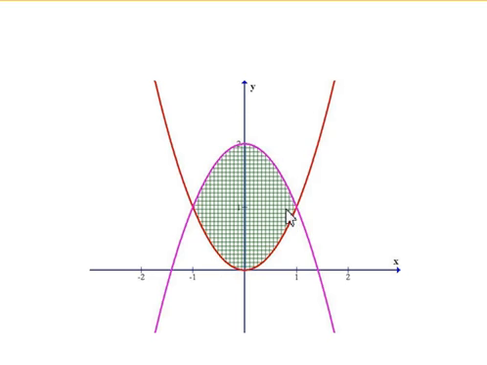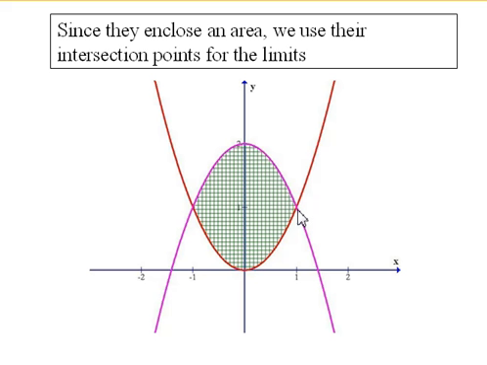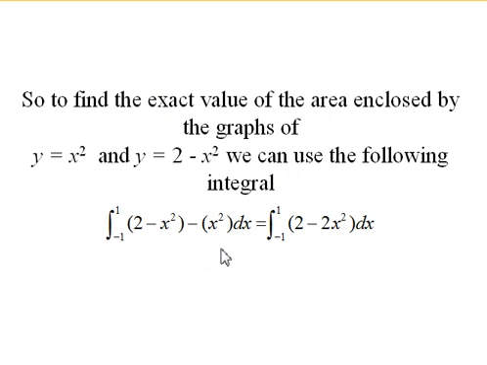So if we shade that in, we're actually going to get our limits of integration by looking at the intersection points between the two graphs. Now these two happen to intersect at -1 and 1, and we only care about the x values because those will be our limits of integration. So the definite integral calculating this area is going to look like the following. -1 to 1, function on top, 2 minus x squared, minus the function on bottom, x squared, and we can simplify a little bit in this case.